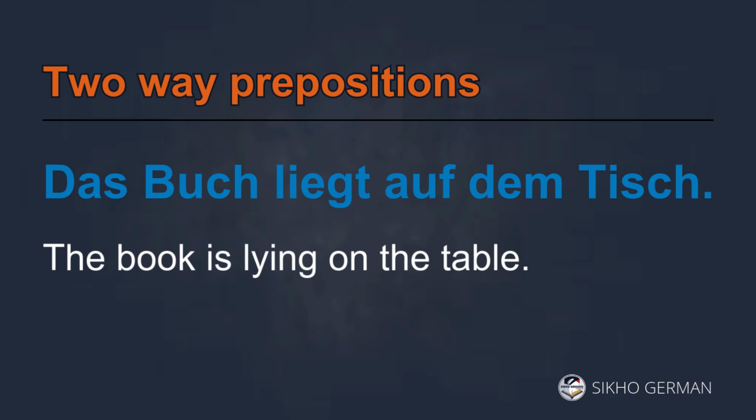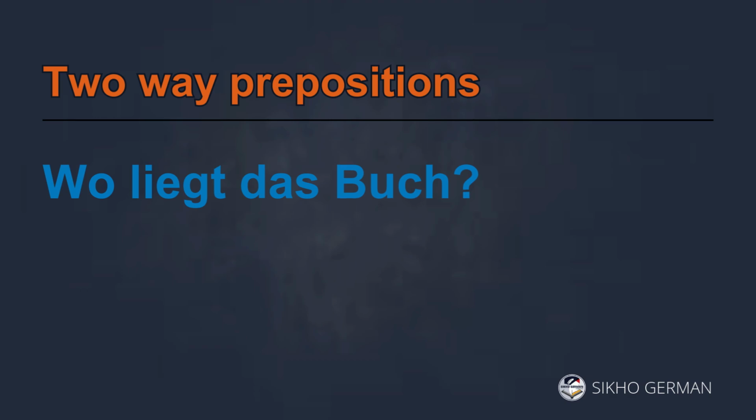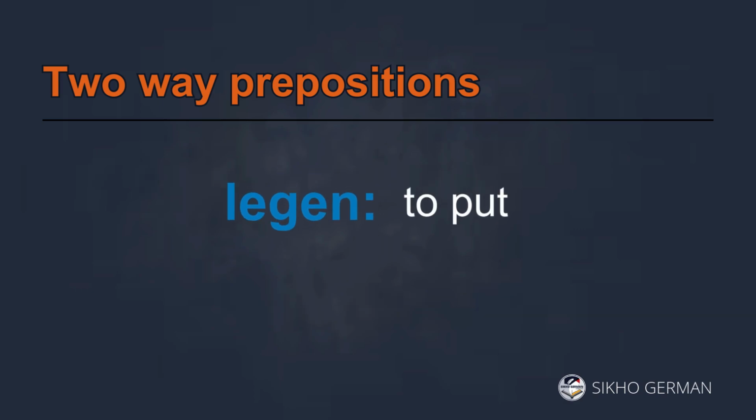Das Buch liegt auf dem Tisch. The book is lying on the table. This uses dative because there's no movement. The book is already there, resting on the table. Wo liegt das Buch? Where is the book? Answer, auf dem Tisch, on the table. Notice der Tisch becomes dem Tisch, dative masculine. Key verb difference. Legen, to place or put, is accusative. Liegen, to lie or be lying, is dative.